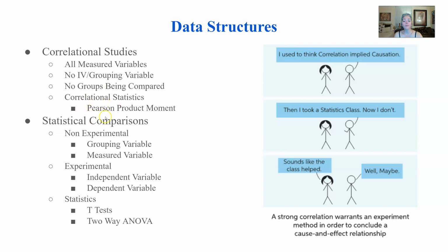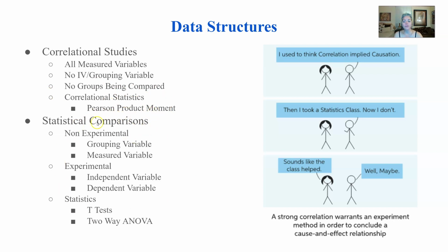Now, the most common correlational technique is the Pearson product moment correlation. You should have studied that in statistics, so you should know how to calculate an r value, and we'll go over that a little bit more later.